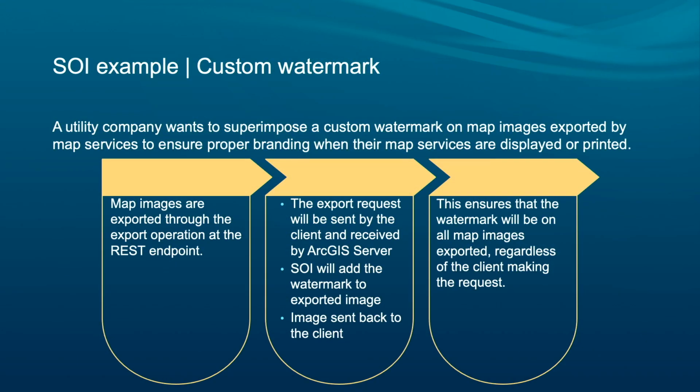An example of this that we see quite often is custom watermarks. You can think about a utility service wanting to have a custom watermark anytime that an image is printed. So whenever an export request takes place, they don't want just the image returned, they want their watermark. This is proprietary data that they want to be able to have that impact on. So anytime that a map image is exported through REST, that export request is received from the client, whether that's an online print service, maybe a custom print service, maybe something totally outside the ArcGIS system. And an SOI, regardless of where that client request came from, will add a watermark to the exported image.